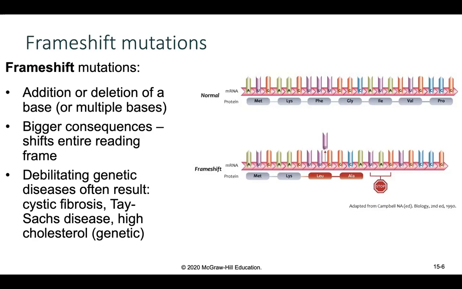This can result in really debilitating genetic diseases like cystic fibrosis. Cystic fibrosis involves a buildup of mucus in a lot of different organs, but in particular in the lungs.